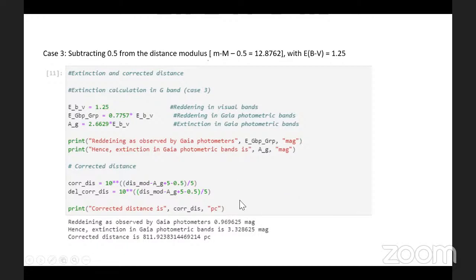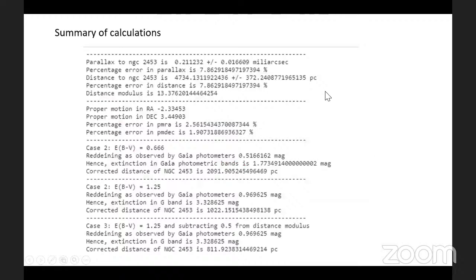So I would later conclude that if the fitting is very proper and errors are much lesser, then we can conclude that there is a huge amount of dust in between us and the cluster. So these are the summary of the calculations of the distance, which is direct distance. This is around 4.7 parsecs, plus minus 0.37 parsecs. And the three cases where we find the corrected distance to be 2000, 1000, and 800 parsecs, respectively.